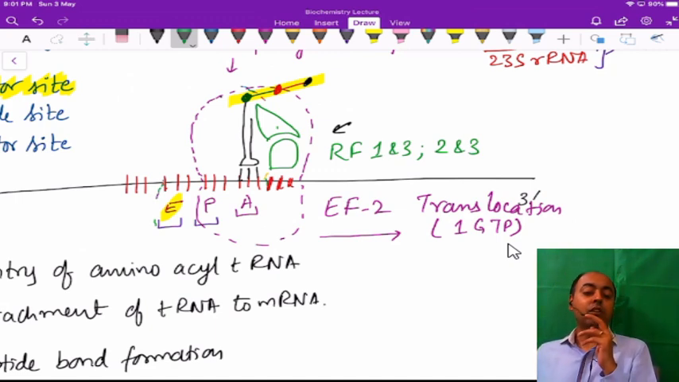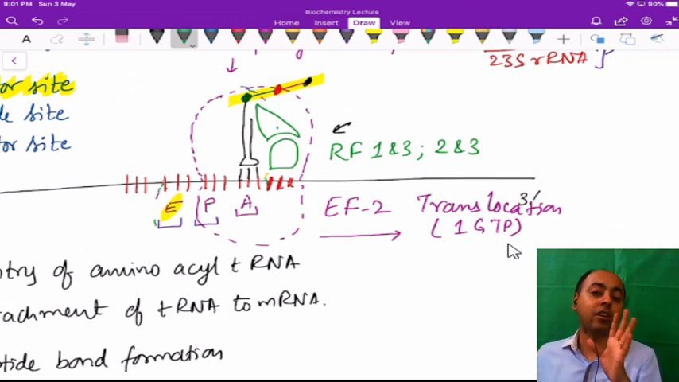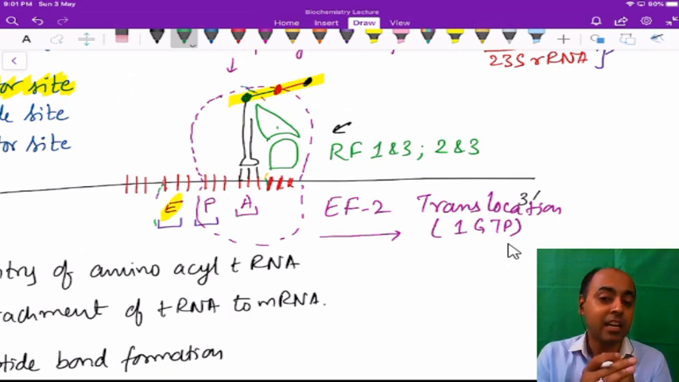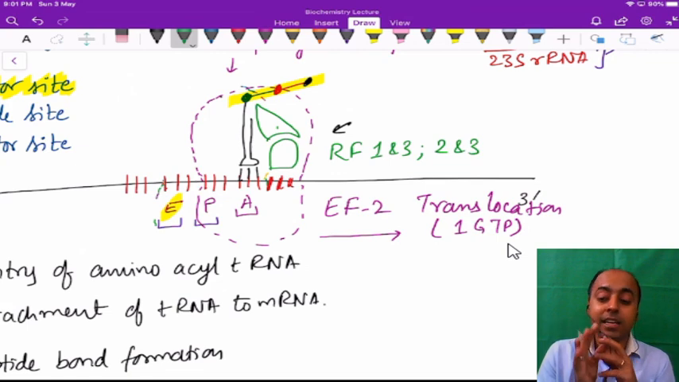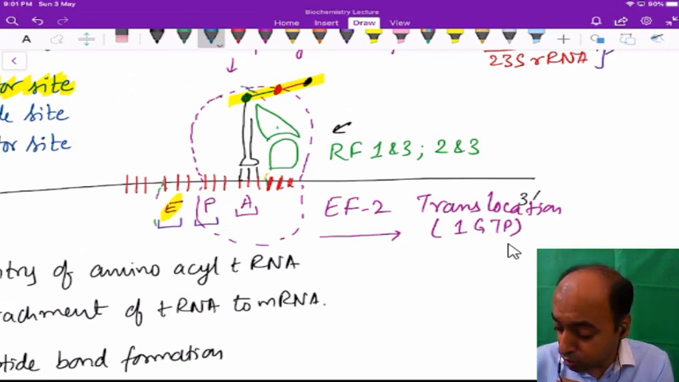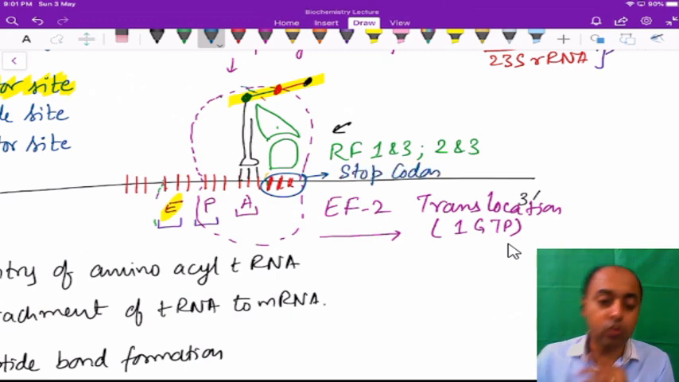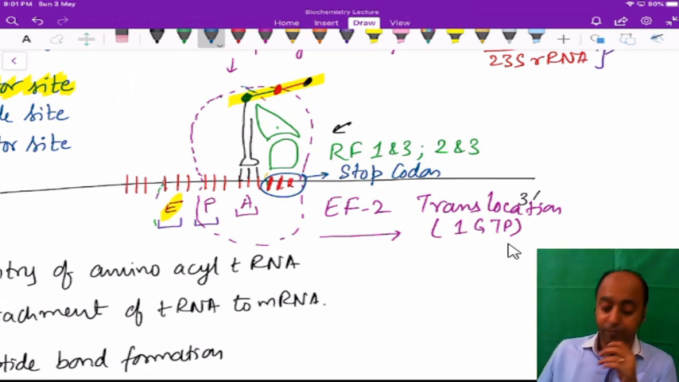They will come in and they will occupy the A site. Remember, they have low affinity for the A site. They don't identify any codon, they identify the A site. But as long as a high affinity complementary tRNA is there, they cannot get attached. Only once the A site remains empty will the releasing factor be able to come and get attached. So two things to note. First, we should have the stop codon. Once we have the stop codon, then the releasing factors come into play.